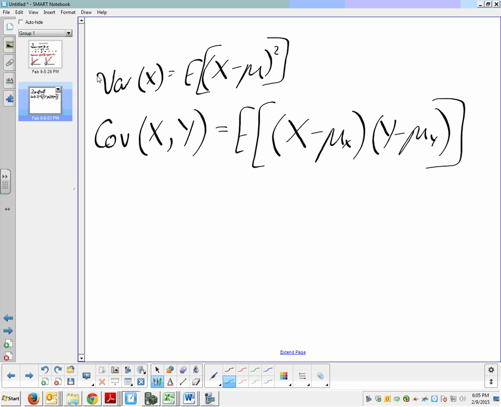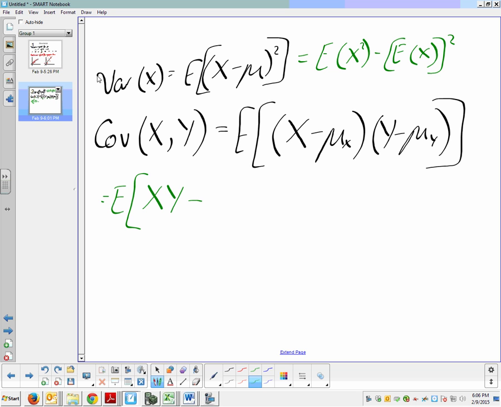But it turns out that, just like with the variance, which is equal to the expectation of x squared minus the expectation of x all squared, there's a similar simplification we can make for covariance, and it goes like this. I'm going to expand out the brackets. The expectation of xy minus the mean of x times y minus the mean of y times x, sorry, it'll be plus mu x mu y.